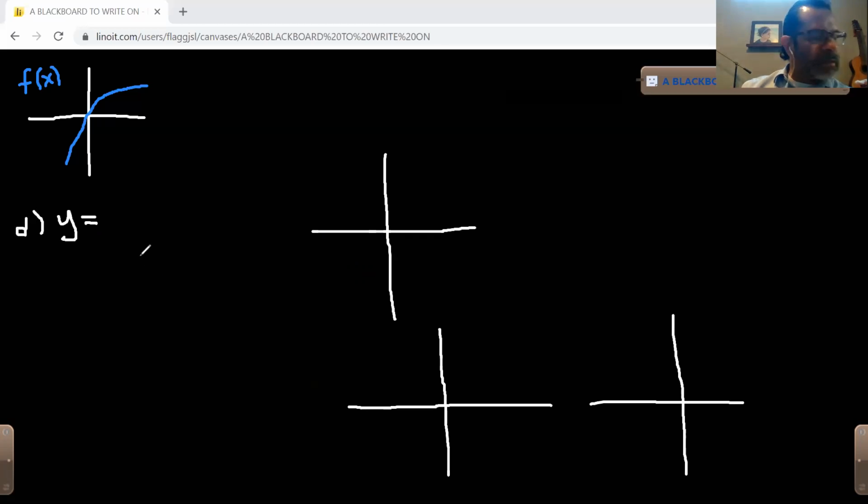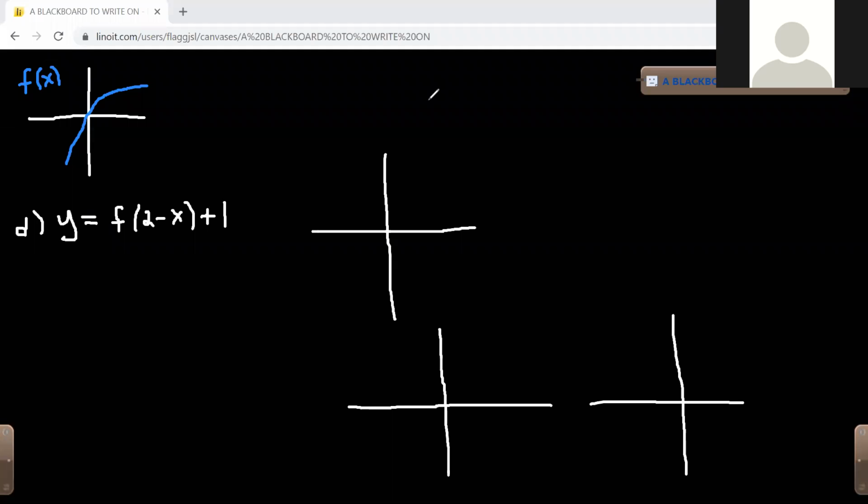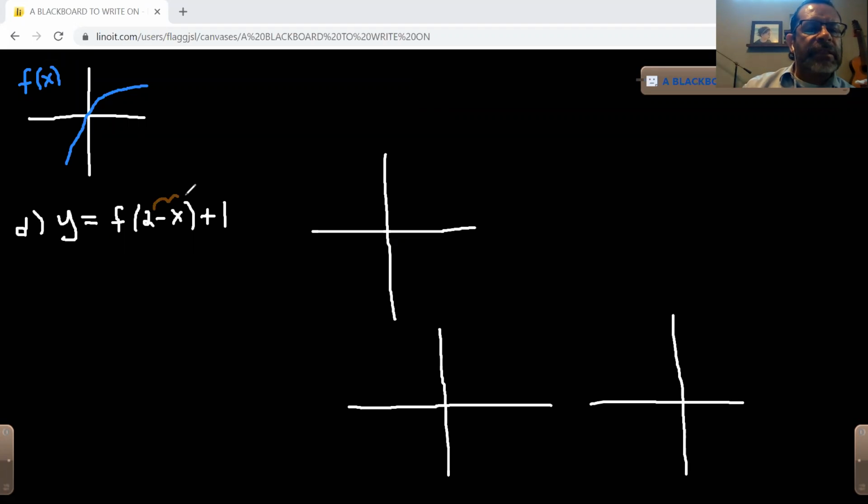Okay, y is going to be, in this case, f of 2 minus x plus 1. And what do we notice there in this one? What's one thing that kind of pops out there? The x is negative. Correct. Very good, Viviana. So the x is negative. So we've got a negative x here that we have to take into account.